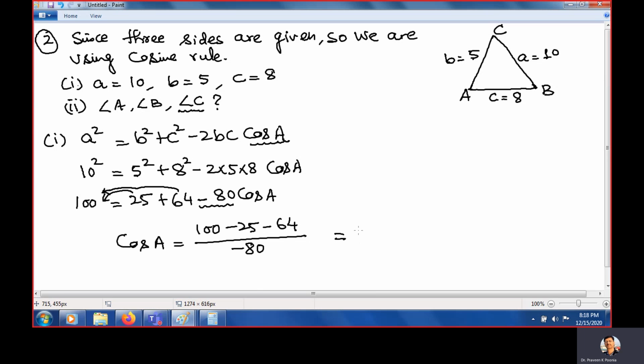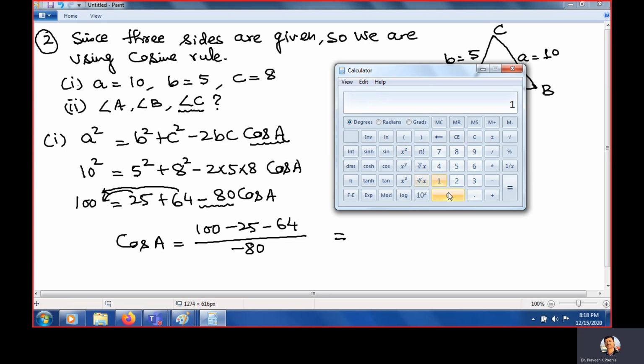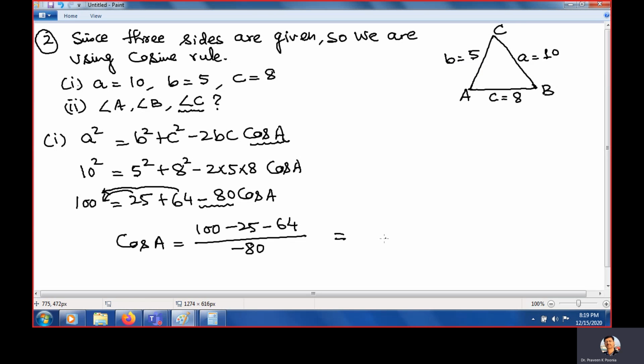Okay. So solving this value, use calculator. Let us take 100 minus 25 minus 64. So the numerator is 11. Divide by minus 80. So minus 80 you can write by plus minus. So we are getting minus 0.1375. Okay. Now taking inverse.